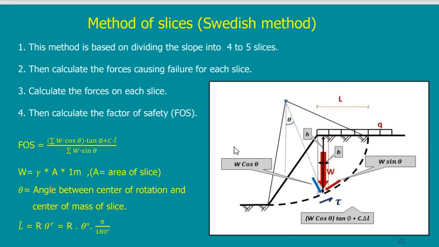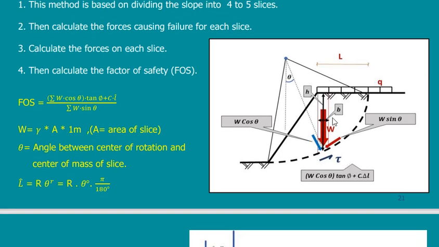To solve this problem, it is a little bit complicated and needs lots of calculation. So the people who studied this presented something called the Swedish method, or the method of slices. Instead of studying the soil as a bulk, they divide it into strips next to each other. By the way, this is one example that usually comes in the exam.